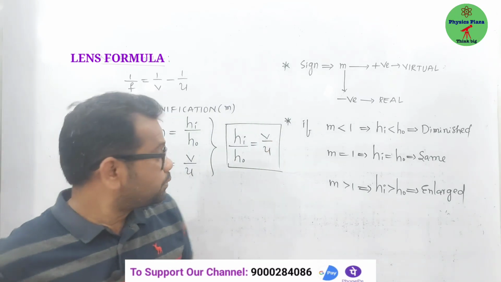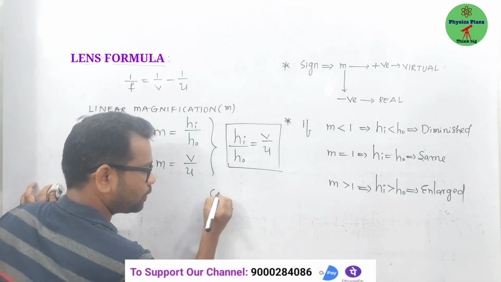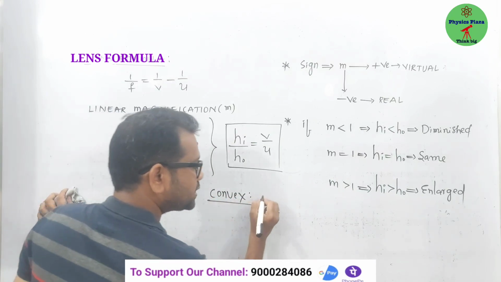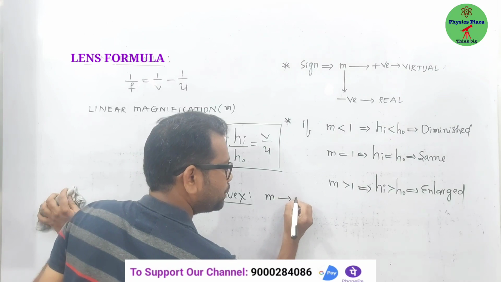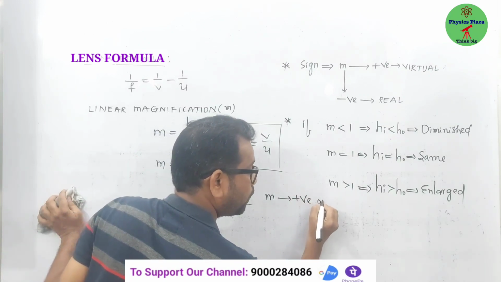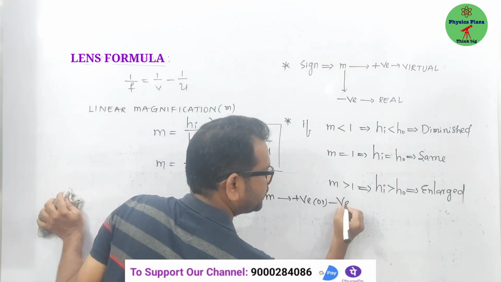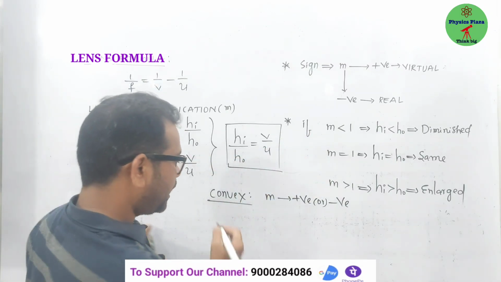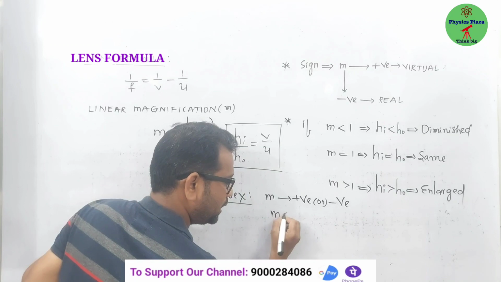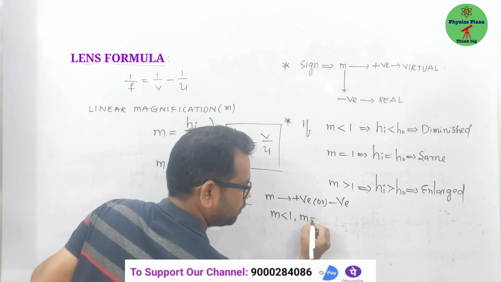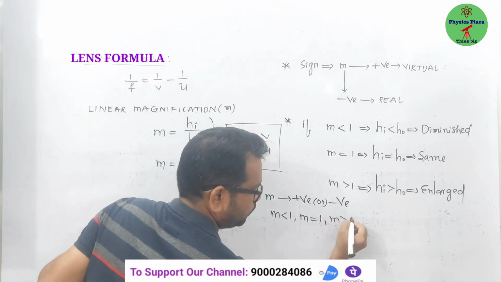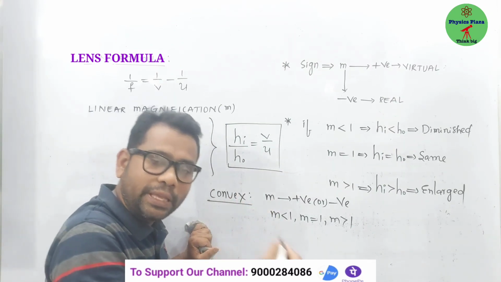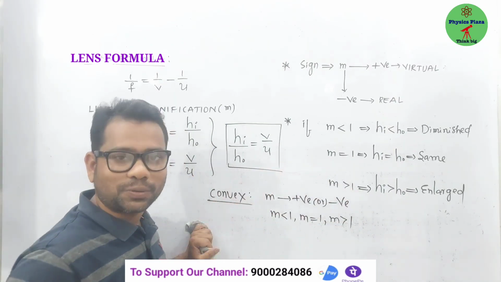So children, when it comes to the convex lens, look here. For a convex lens, m can be positive or negative. Why? Because a convex lens will give you a real image as well as a virtual image. And for a convex lens, m can be less than 1, equal to 1, or greater than 1. Why? Because a convex lens gives a diminished image, an equal-size image, and an enlarged image also.